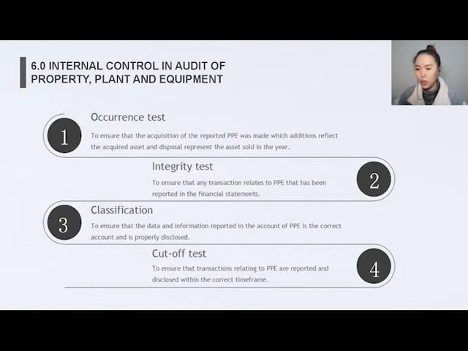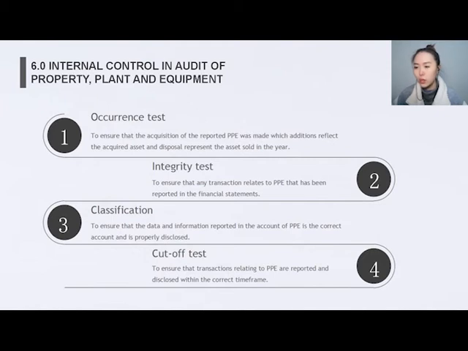Classification is necessary to ensure that the data and the information reported in the account of PPE is in the correct account and properly disclosed. It's also very important to ensure that any amount of PPE is reported correctly in the financial statement. The cut-off test is to ensure that transactions relating to PPE are reported and disclosed within the current timeframe. If the PPE is obtained or disposed of after the date, it will not be included in the current period and will be reported in the next period.